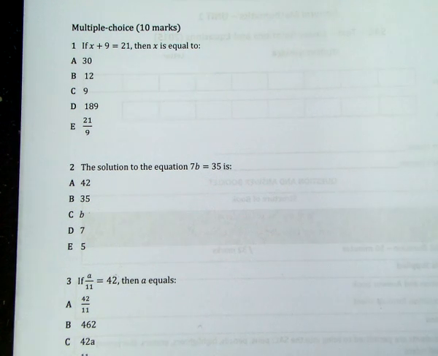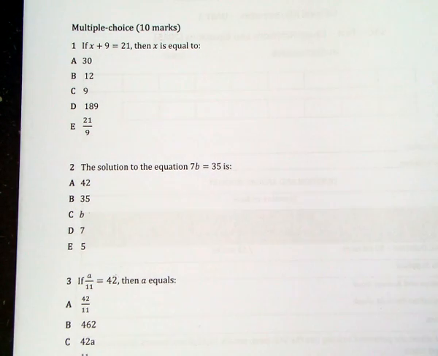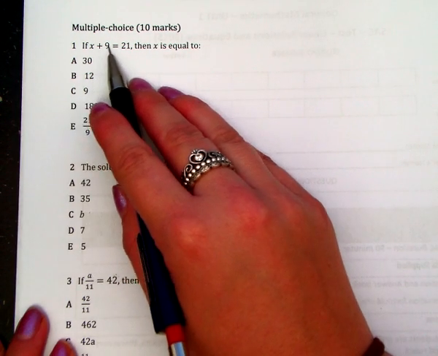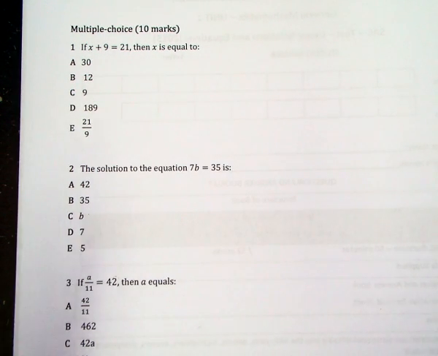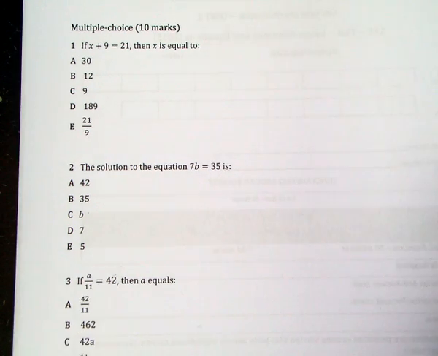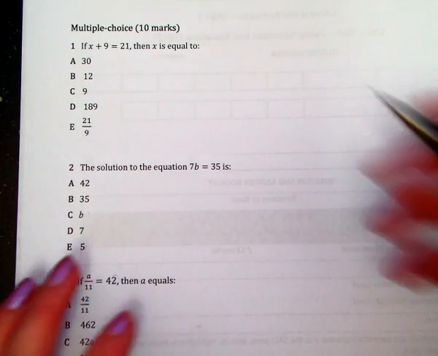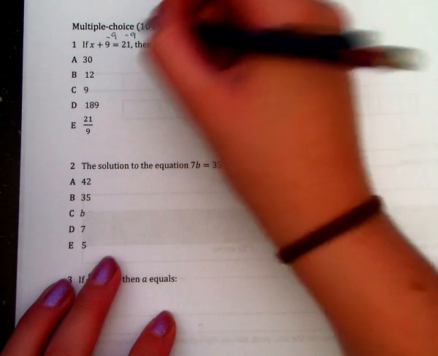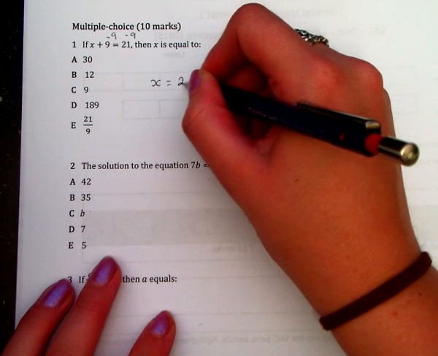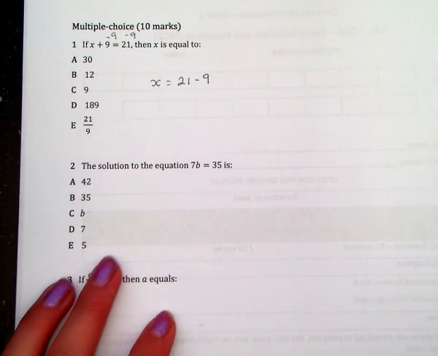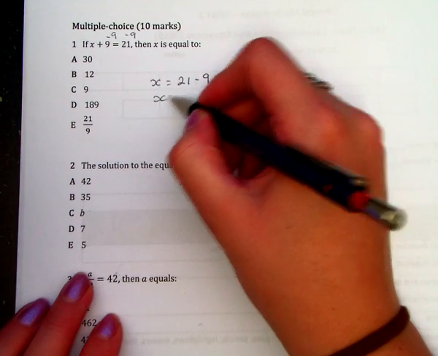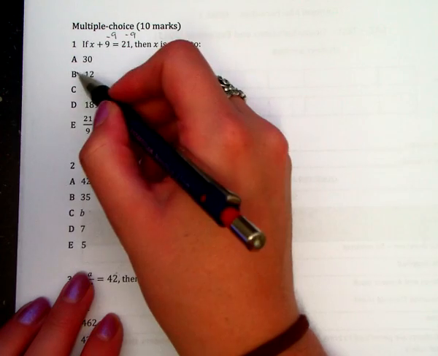So to start off with question 1, if x plus 9 equals 21, then x is equal to. Okay, we can see that x has 9 added to it. So in order to reverse this, we need to use our inverse operations to solve for x. So we need to subtract 9 from both sides. When we subtract 9 from 21, we get that x is equal to 12. Therefore, option B.